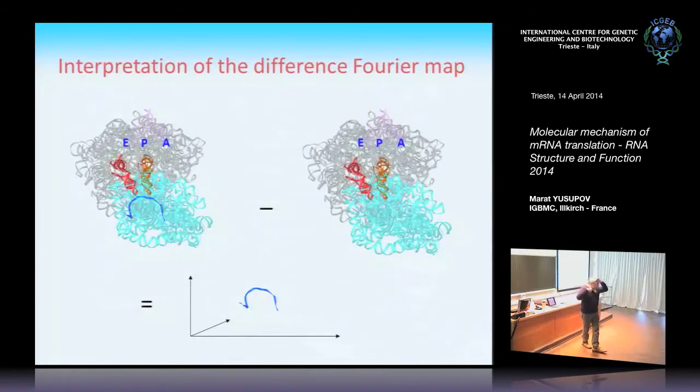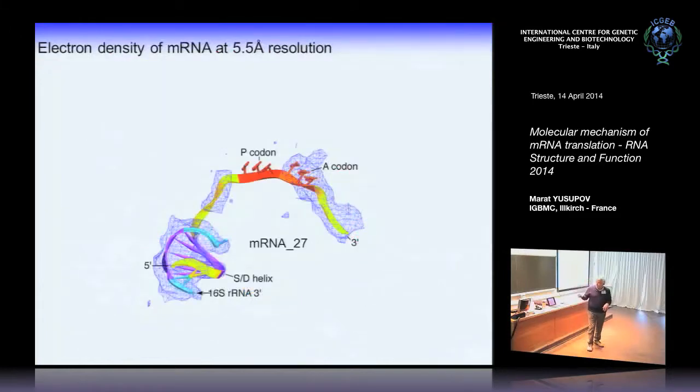So remember, in the beginning of all this business, we never had very high resolution information, and the electron density was about 5, 6 angstrom resolution. And at that moment, interpretation of such a linear molecule, which doesn't have a bump of density, was quite delicate. And so we found that density in the difference map, as I explained.